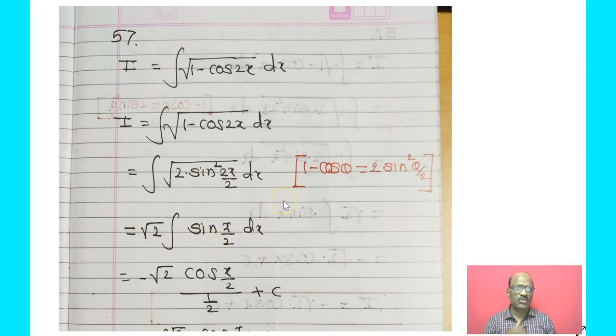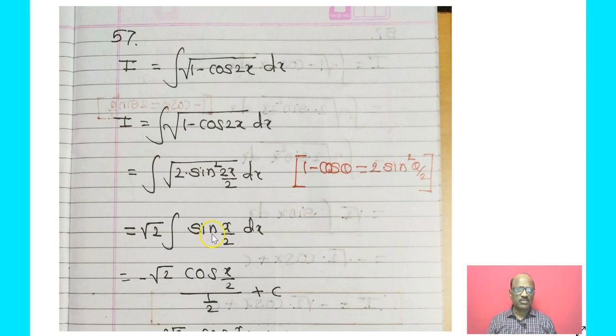Now again, there is one more formula. How many types of formulas can we remember? 1 minus cos theta is equal to 2 sin square theta by 2. Again, sin square theta by 2 is equal to 1 minus cos theta upon 2. And what is cos square theta? Cos square theta is equal to 1 plus cos 2 theta upon 2. These are the different formulas of trigonometry.